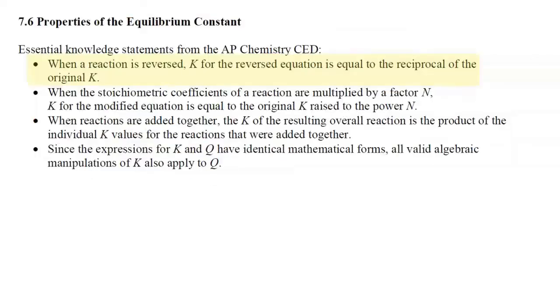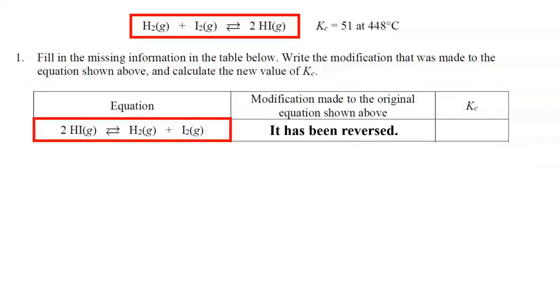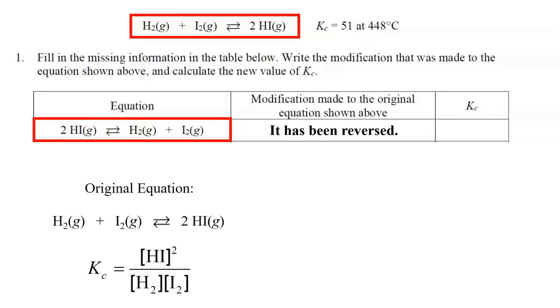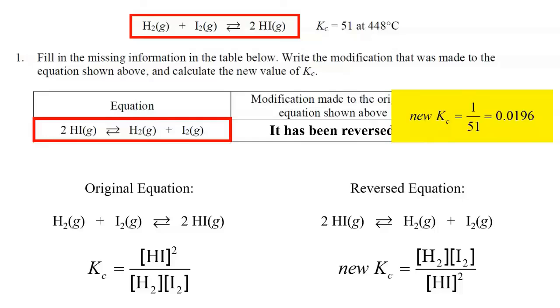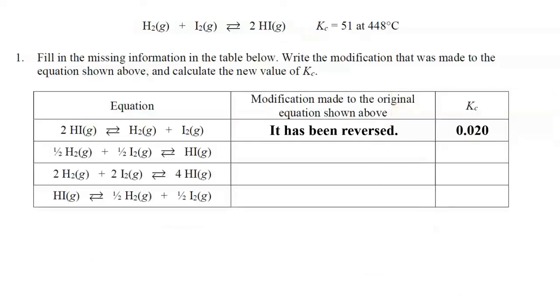When a reaction is reversed, K for the reversed equation is equal to the reciprocal of the original K. So here is what the original equation looks like with its equilibrium constant expression. Here is the reversed equation, so we can see that the equilibrium constant expression has been flipped upside down. So 1 divided by 51 is going to be our new version of K. 1 divided by 51 is 0.0196. If we round this off to two significant figures, it would be 0.020.